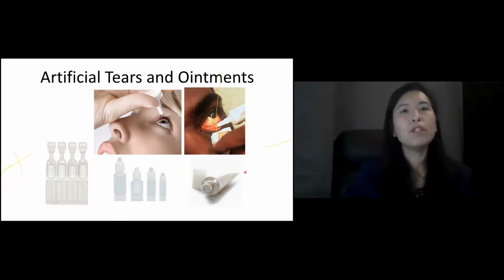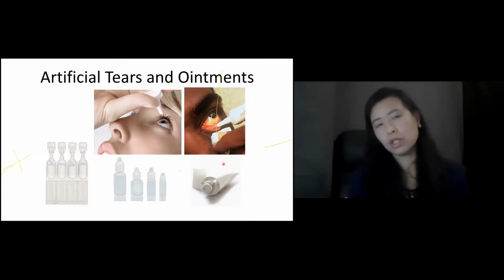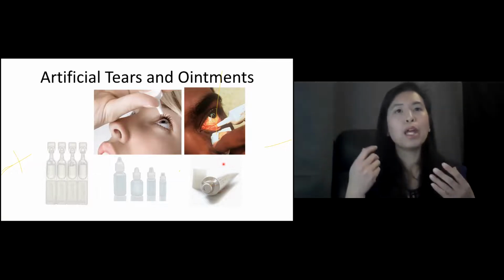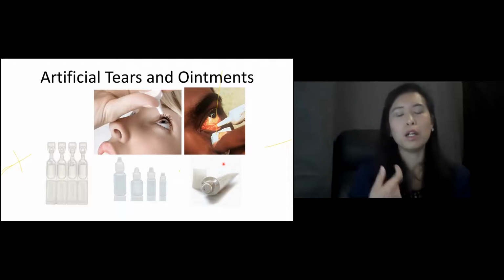And then you save the gel and the ointment for when you're asleep. So the last thing you do before you close your eyes and go to sleep is put the ointment in. That way it's lubricating your eyes all night long when you don't have a chance to put the drops in every so often.